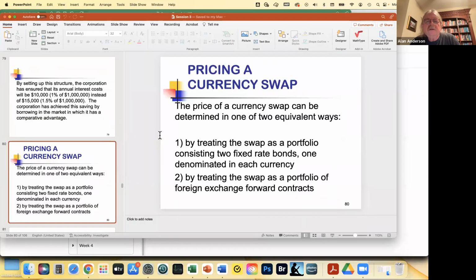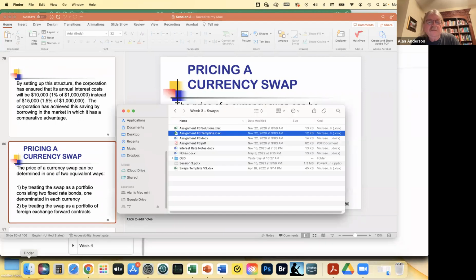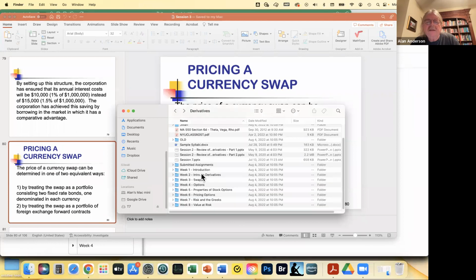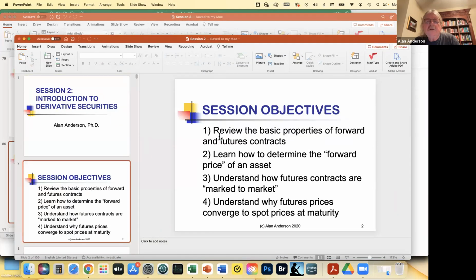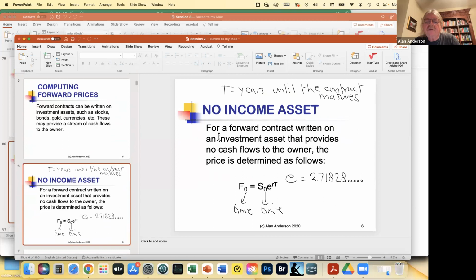So in order to do this, we need to go back and quickly review. I'm not even going to go to Brightspace. I'm going to go find mine. Our discussion last week about forwards, you might recall, included as an example foreign exchange forwards.